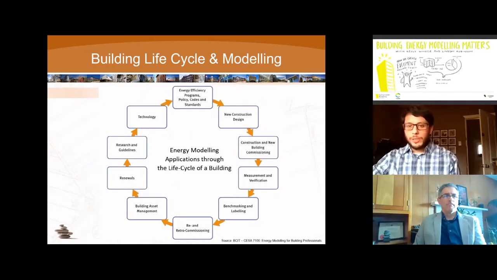So energy modeling can be used at many stages throughout the building lifecycle. Modeling provides a compliance path for energy code and can inform design decisions, as well as assist in commissioning, testing, and benchmarking. In a post-occupancy context, it can be used to support retro-commissioning and evaluate retrofits and renewals as part of an ongoing building asset management strategy. And lastly, building energy modeling can be used for research and technology development, which in turn can inform policy, codes, and standards and thereby complete the life cycle.